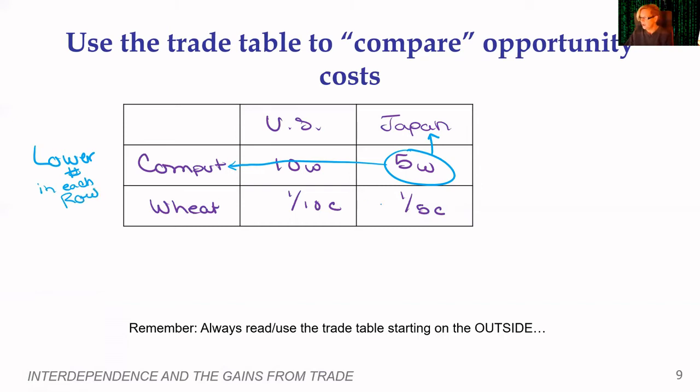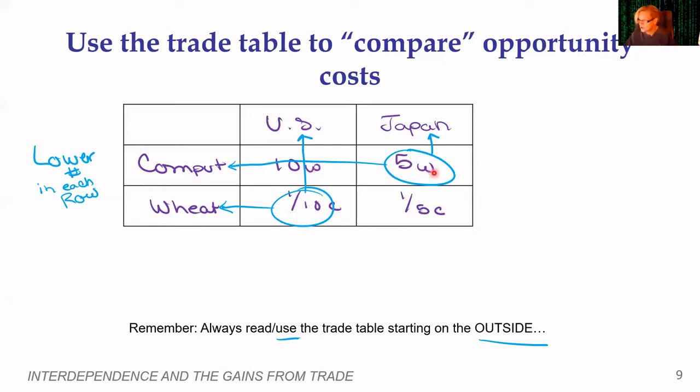Okay, and a tenth here. Okay, now there's a few things about the trade table. Always use the trade table starting with the outside. Now, that's why I didn't want the focus to be on the wheat and the computer. What do I mean by that?